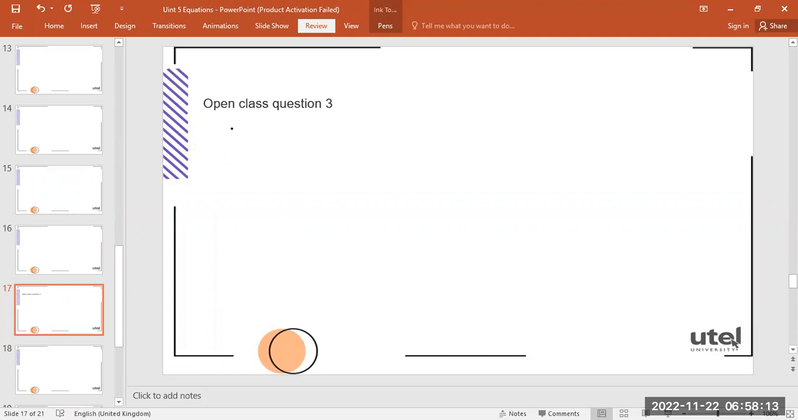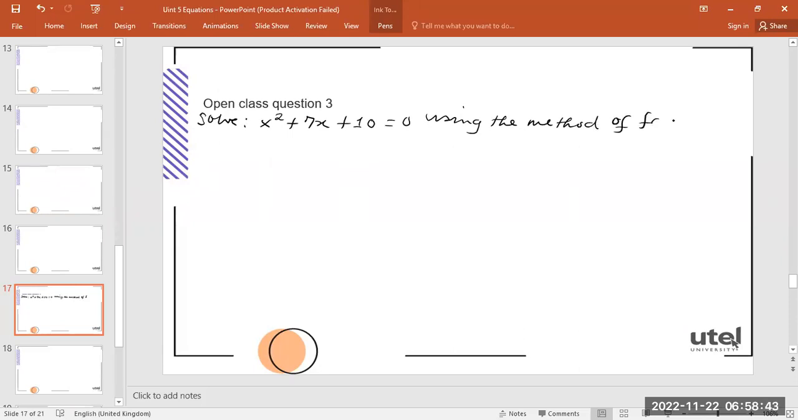So the third open class question says, solve. It's a very simple equation. Solve x squared plus 7x plus 10 equals 0 using the method of factorization.